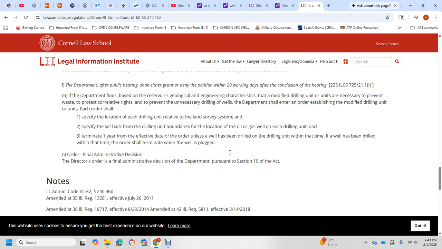The department shall enter an order establishing or modifying a drilling unit or units. Each order shall specify the location of each drilling unit relative to the land survey system, the setbacks from the drilling unit boundaries, and the location of the oil or gas well within each drilling unit. The order shall terminate one year after the effective date unless the well has been drilled within the drilling unit within that time. If the well has been drilled within that time, the order shall terminate when the well is plugged. The order is the final administrative decision of the department pursuant to section 10 of this act.